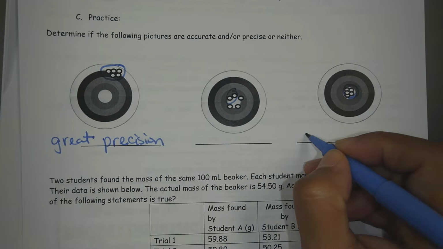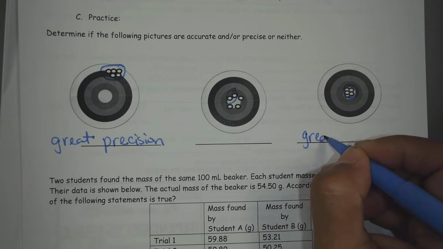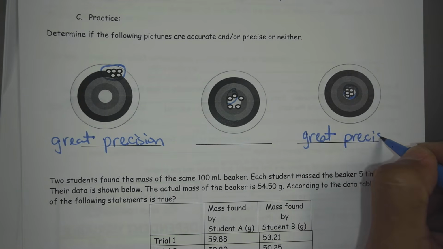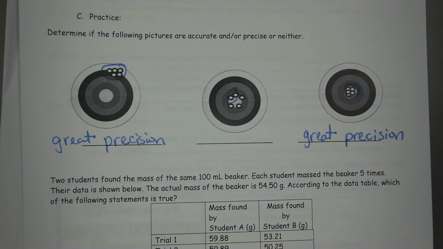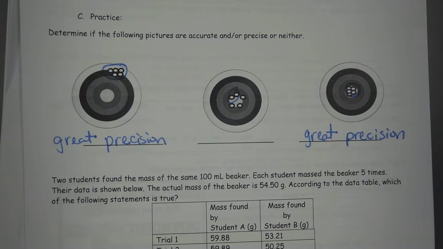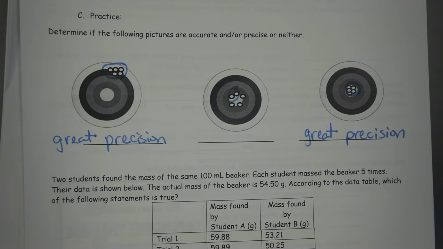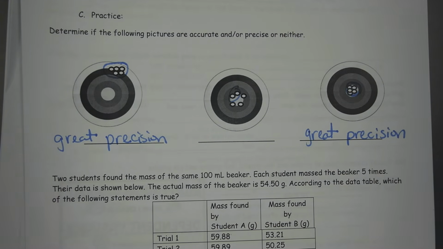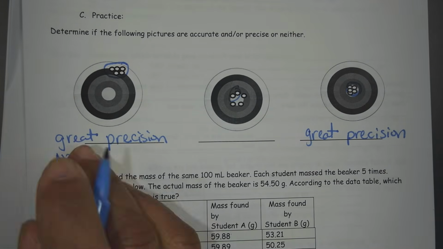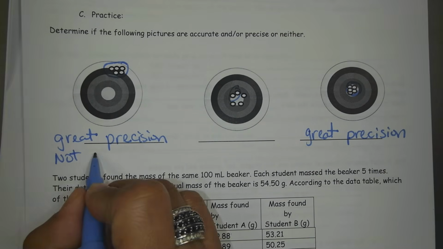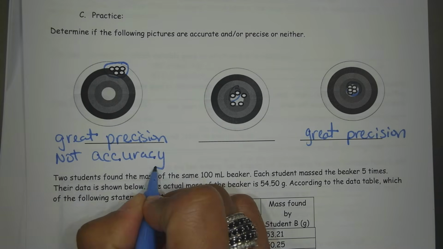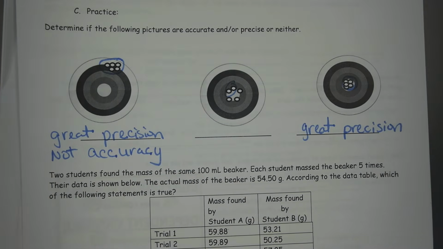On this side, I've got great precision. Those are pretty nice. Going back to the first one, I know I skipped the middle. Let's look at accuracy. I can definitely say not accurate. Not even there. Not accurate. There is no accuracy.